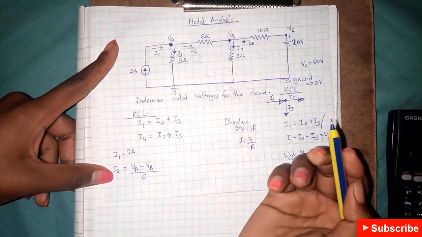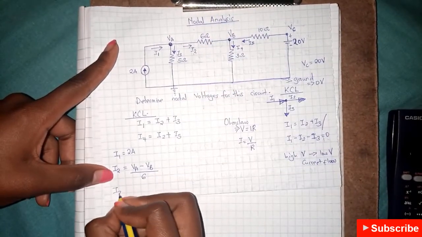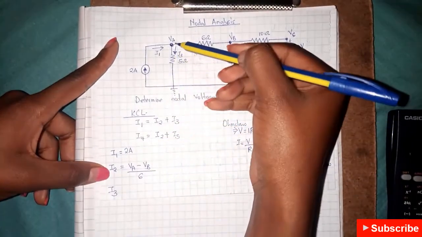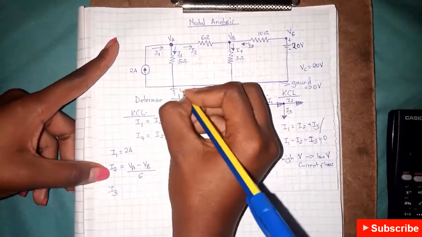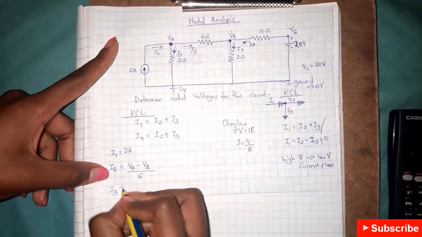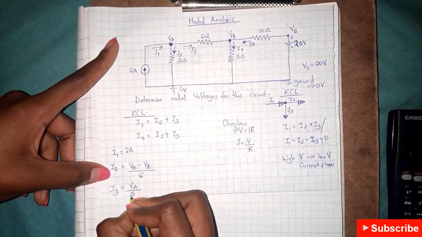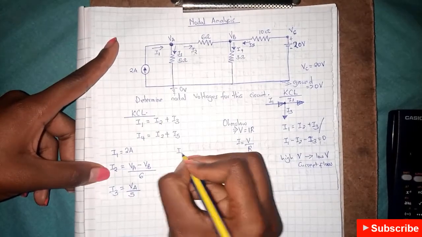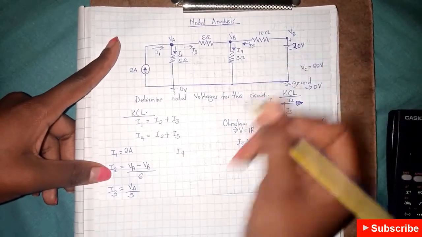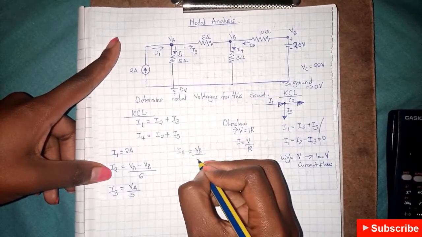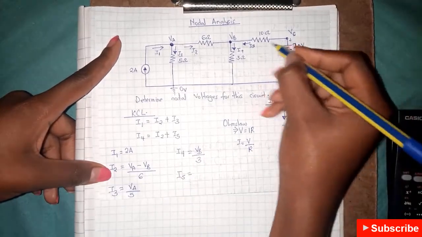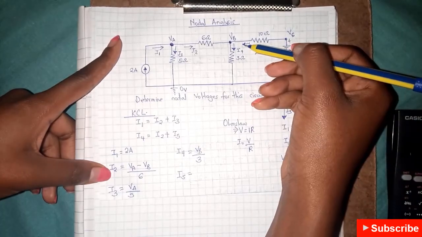Okay? And then we have I3, of which I3 we have it as high potential, low potential, which is 0 volts, okay? So VA minus 0 over 5, which is just VA over 5, okay? Now, I4 from VB again minus 0 over 3, which is just VB over 3. Now, I5, we have determined that our I5 is going this way. This is assumed direction, okay?